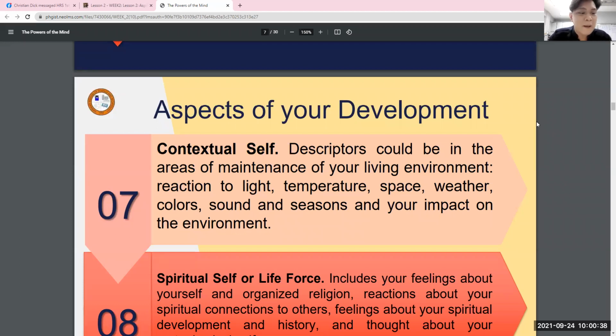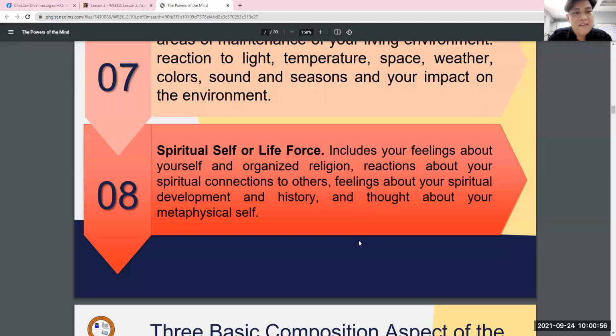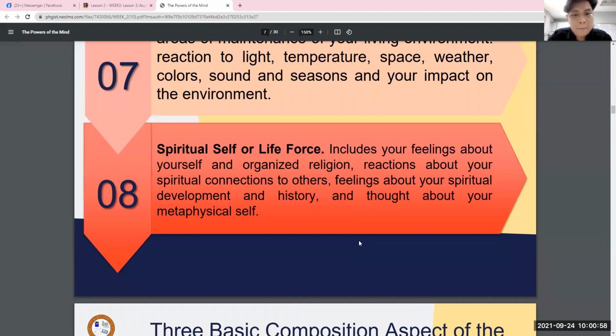If you want to be a computer programmer, then surround yourself with the same desires or skills that you have. So that's how you develop yourself, based on the contextual. Kasi we speak about your environment.